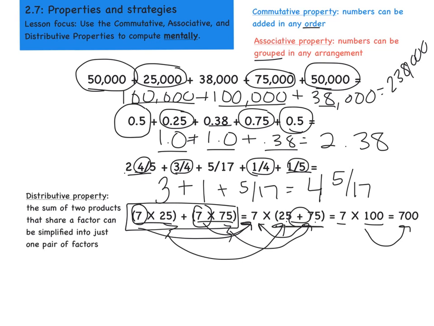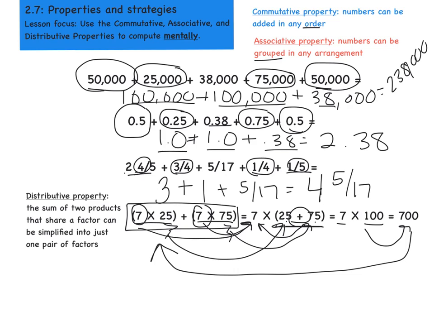7 times 100 is easy to do in our heads, so that gives us a total of 700, where we probably would have never been able to do this part mentally with this type of problem. But thankfully, since we know the distributive property, we can then use our brains to break this apart and add mentally without having to get paper and pencil.